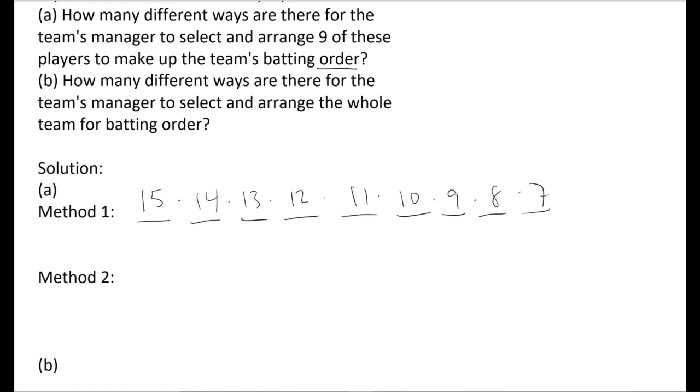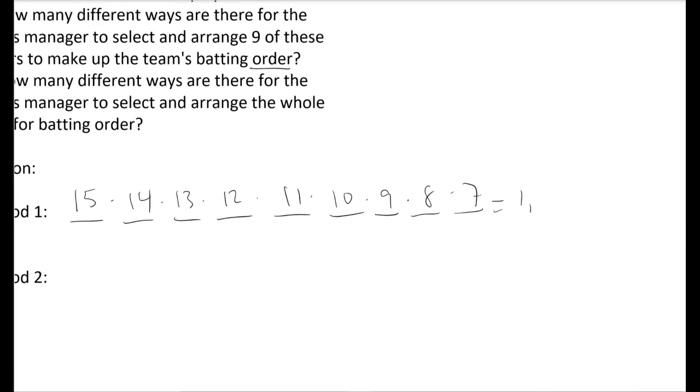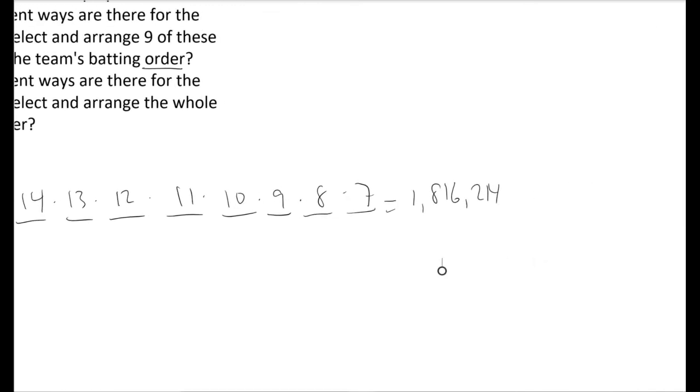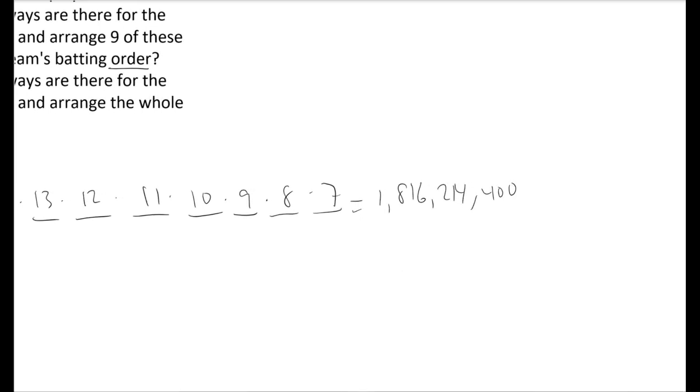And then by the fundamental counting principle, we can multiply those together to get our total number of possible batting orders. In this case, you get 1,816,204. I'm sorry, 1,816,214,400 possible batting orders.